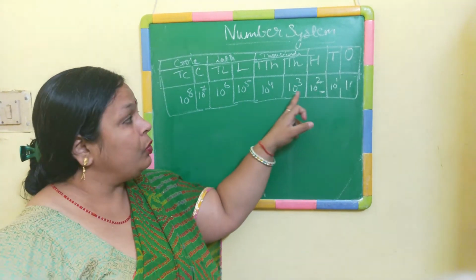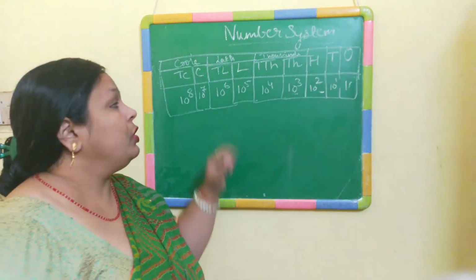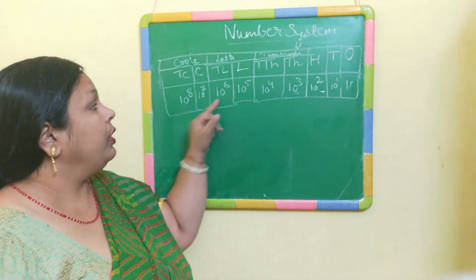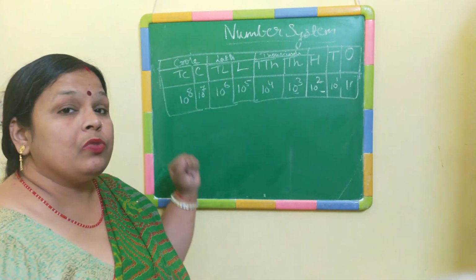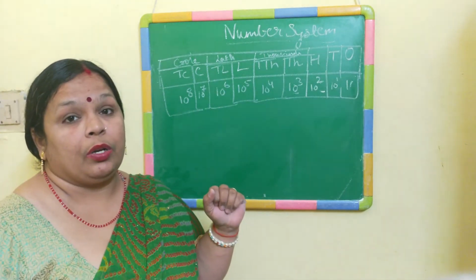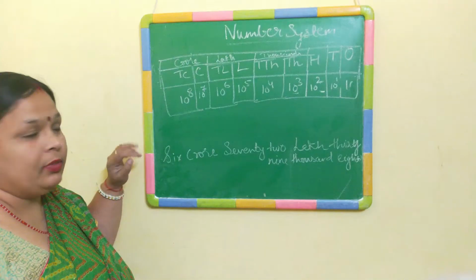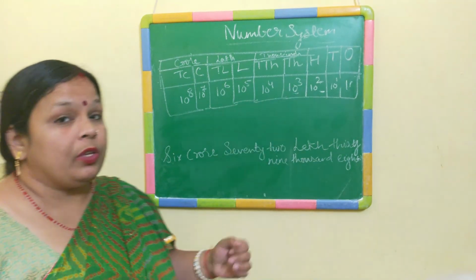100 has 2 zeros. 1000 has 3 zeros. 10,000 has 4 zeros. Then lakh has 5 zeros, 10 lakh has 6 zeros, crores have 7 zeros, and 10 crores have 8 zeros. Clear? Now, the powers tell you how many zeros a number has.